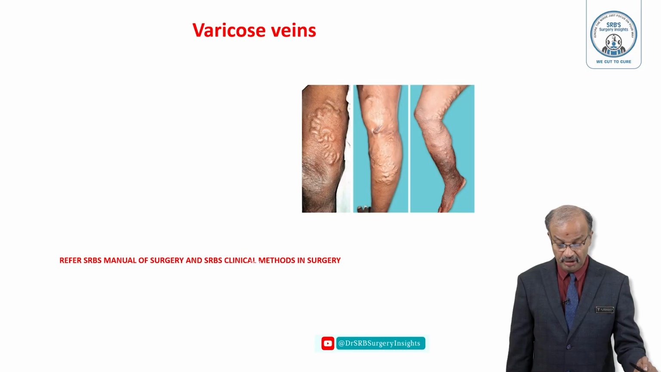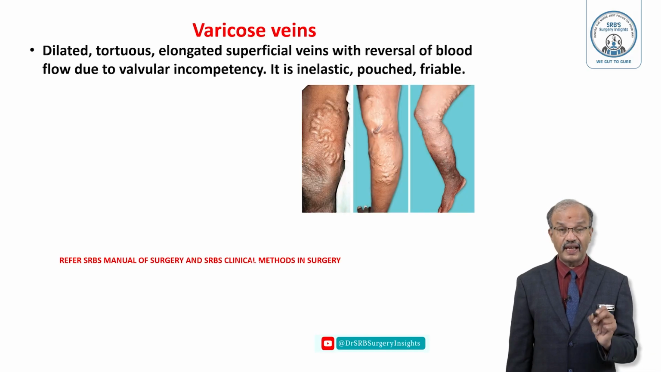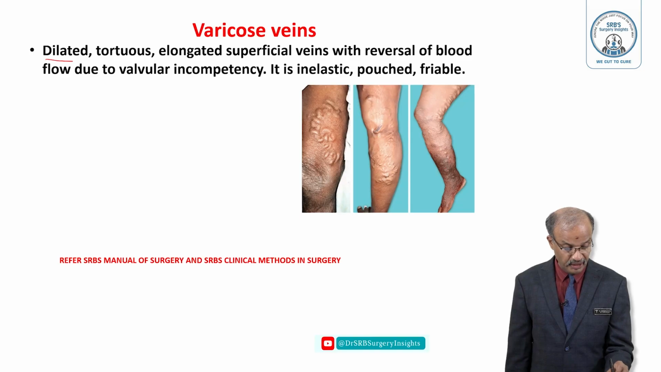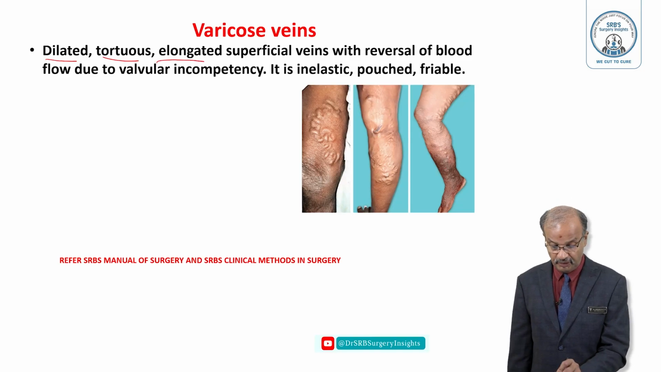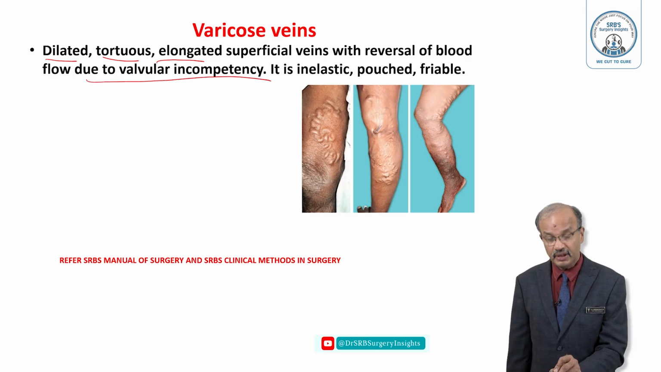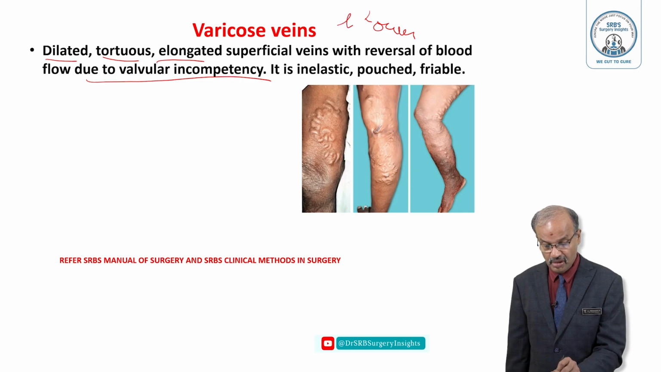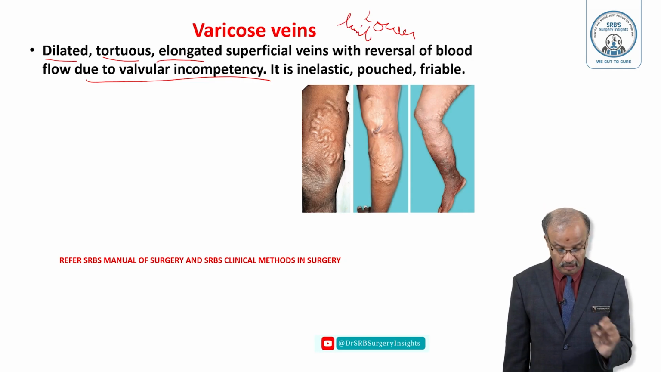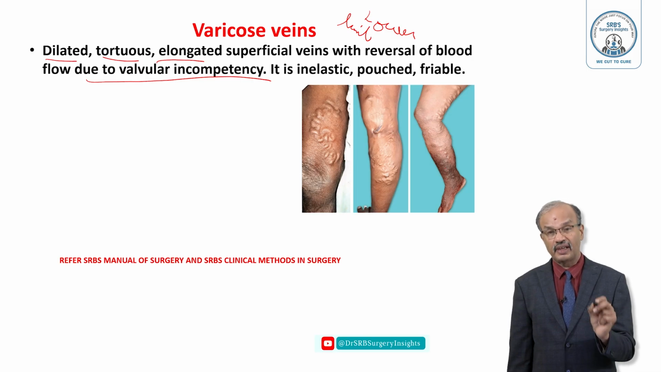Further details you can always go through in my Manual of Surgery current edition. So what are varicose veins? They are dilated, tortuous, elongated, superficial veins with reversal of blood flow due to valvular incompetence. All these terms are important. Of course, it is in the lower limb; rarely it can occur in the upper limb also. There is a photo of upper limb varicose vein in my book. Otherwise, by principle, it is considered in the legs because of dependency.